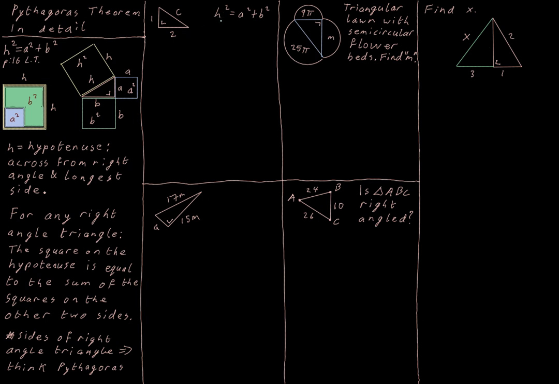So what is h? It's the side that is across from the right angle, or the longest side as well. And that in this case is going to be c. So h is going to be c. So c is the hypotenuse. So I have c squared, sub everything in brackets. The other two can go in either order. I can have 1 squared plus 2 squared, or 2 squared plus 1 squared.